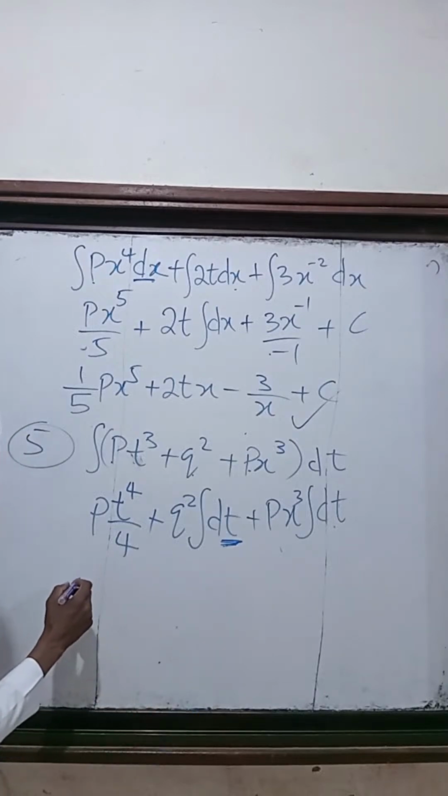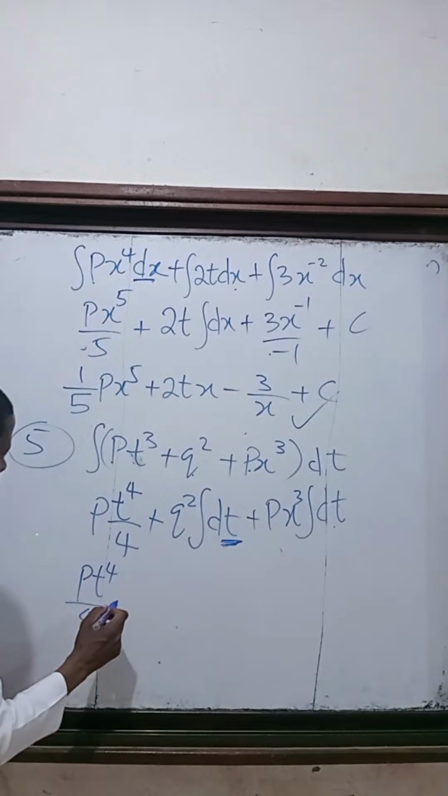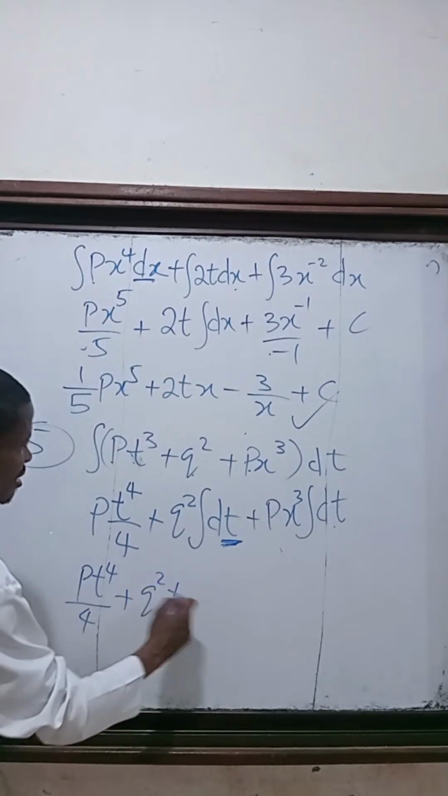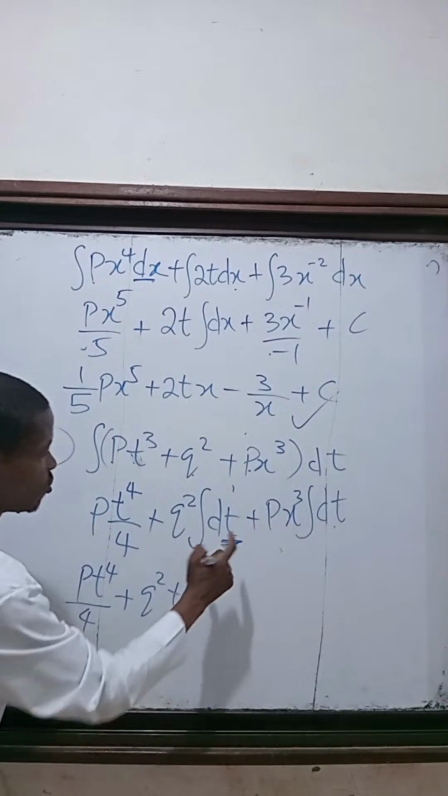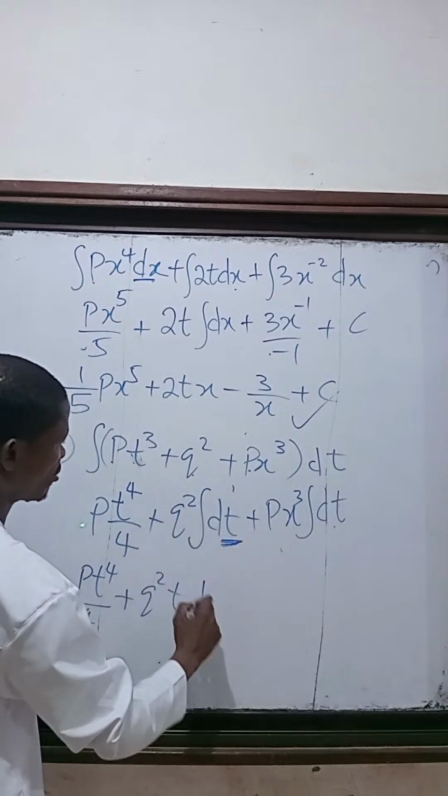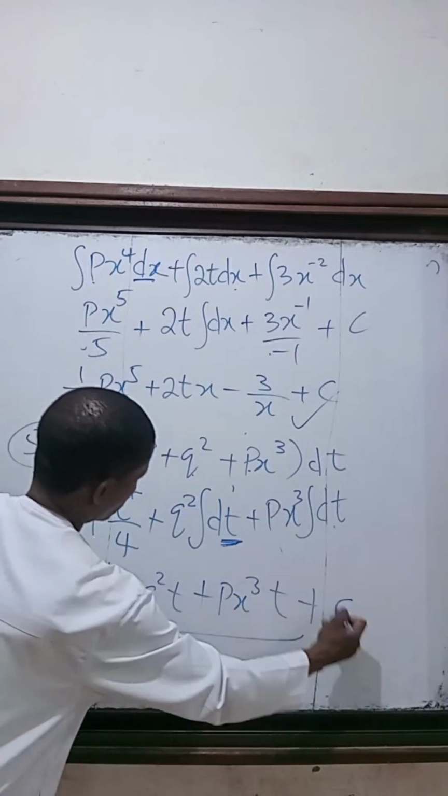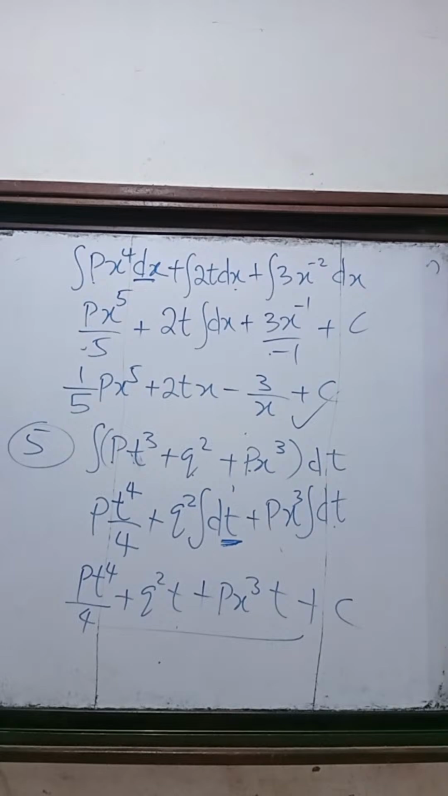So final conclusion, we have p t to the power 4 over 4 plus q squared t. If you integrate the t, it will give you t. And then this one also, plus p s cube t. And then plus c.